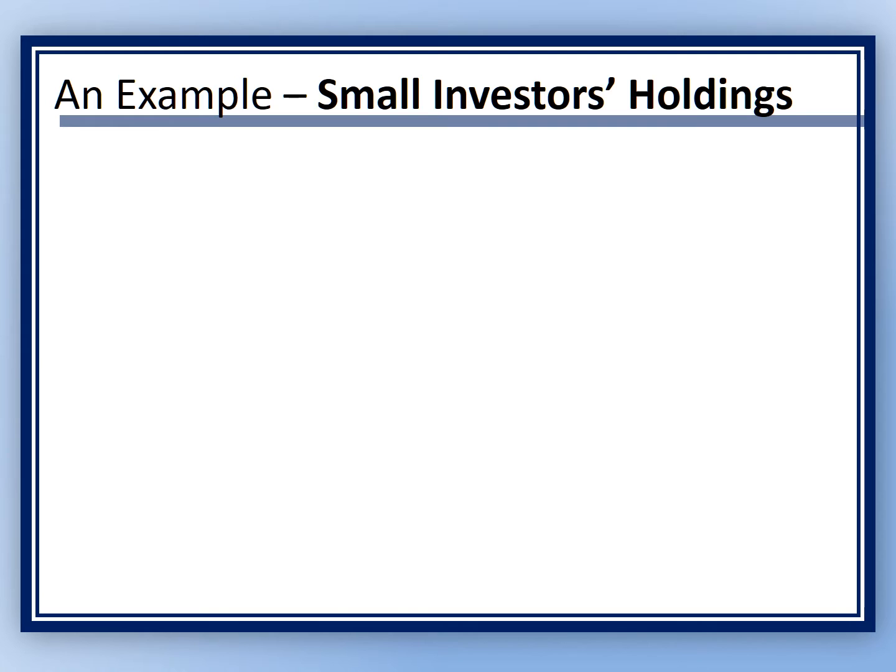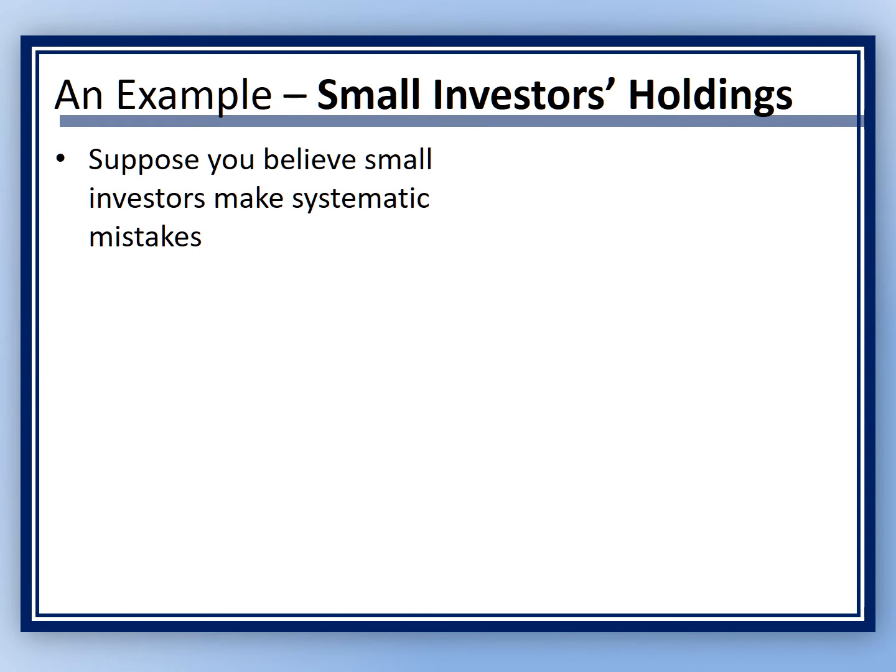Now, to begin, I want to introduce you to how economists consider what they want to study. For example, suppose you believe that small investors make systematic mistakes, right? You see that the stock market moves around, it looks very complicated. Do people make correct decisions? How do you test this? How do you know whether people are making correct decisions or not?